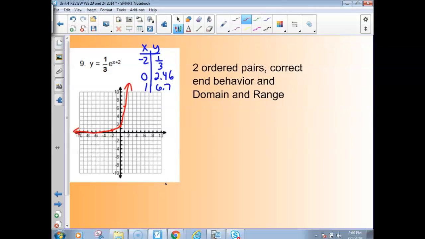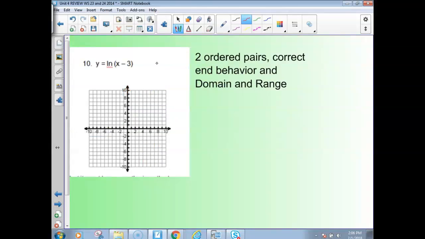Okay, it still runs along the x-axis, so its domain is negative infinity to infinity. You can put anything you want in, and the range is 0 to infinity. Do not include 0. Okay, that last one was decay because the b value was 1/3.